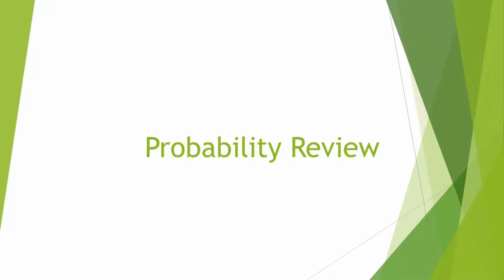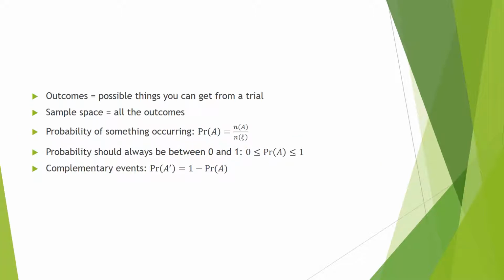So, we are doing a review on probability. These are various things that you might have done in year 10. So you have the outcomes, which are all the possible things you can get from a trial. You have sample space, which are all the outcomes.